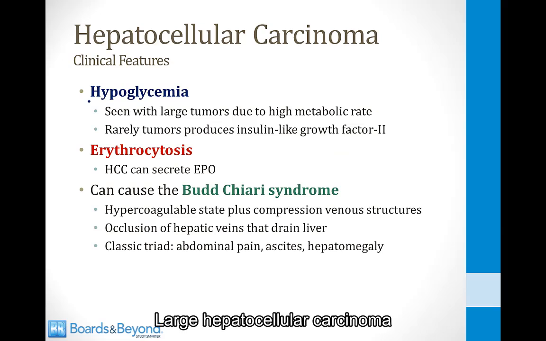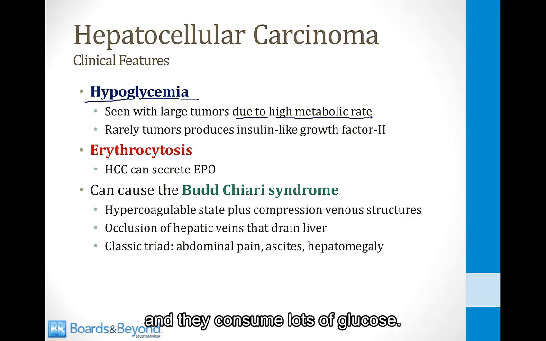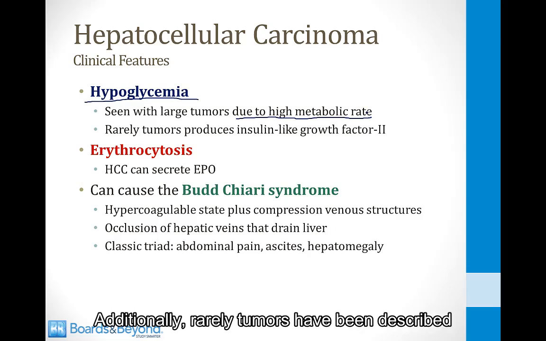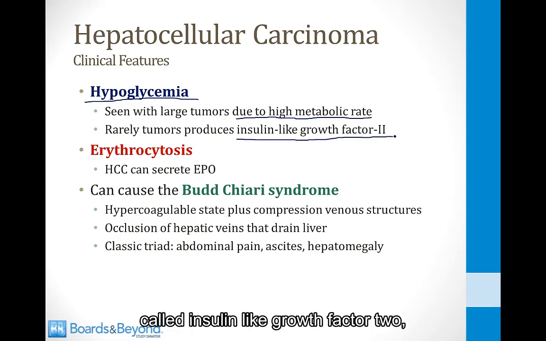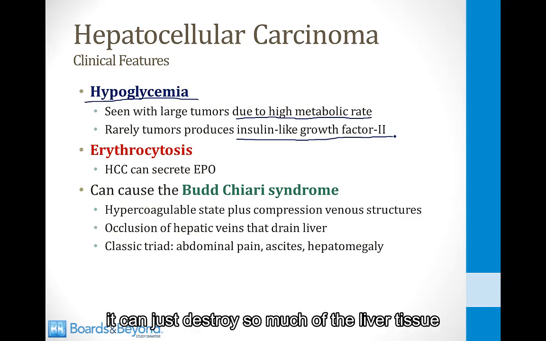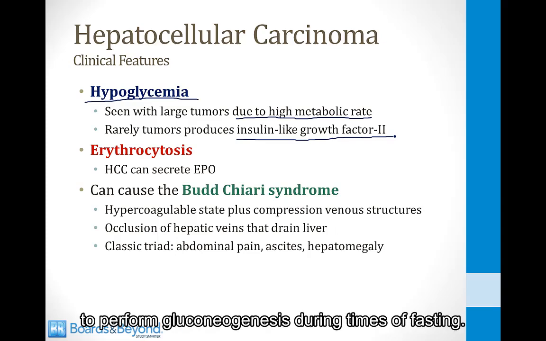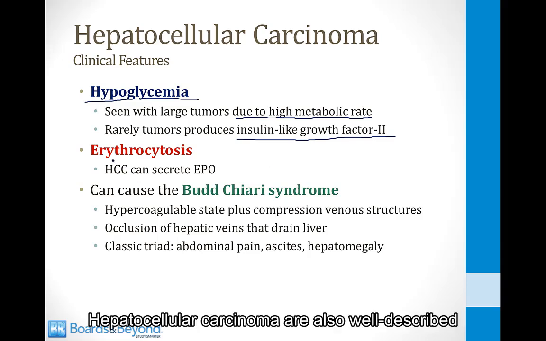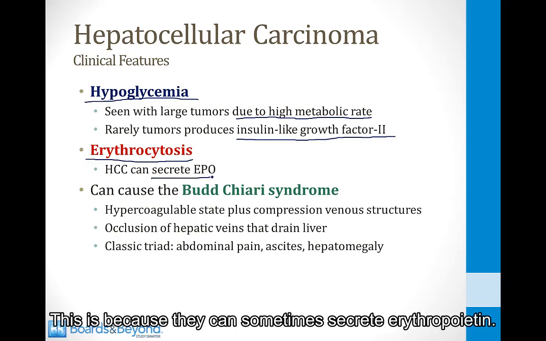Large hepatocellular carcinomas characteristically cause hypoglycemia. This is seen with large tumors because they have a very high metabolic rate and they consume lots of glucose. Additionally, rarely, tumors have been described as producing a hormone called insulin-like growth factor 2, which can function like insulin. And then finally, when the tumor gets large enough, it can just destroy so much of the liver tissue that there aren't hepatocytes available to perform gluconeogenesis during times of fasting. Hepatocellular carcinomas are also well described as causing erythrocytosis. This is because they can sometimes secrete erythropoietin.